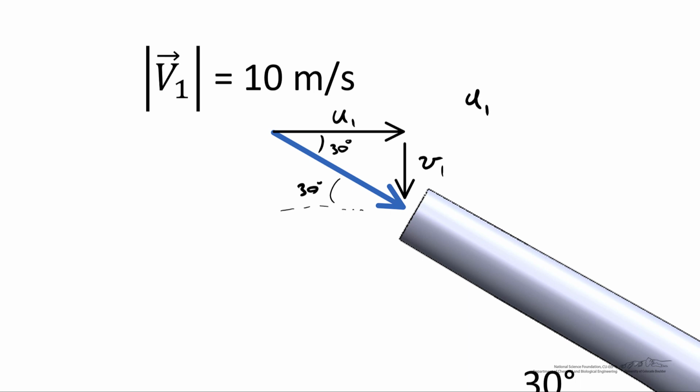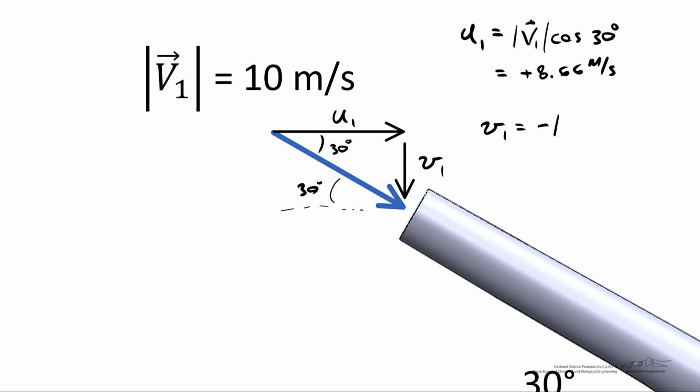Doing some trigonometry, we'll find that u1 is equal to the magnitude of v1 multiplied by the cosine of 30 degrees. Plugging in numbers, we find that u1 is equal to a positive 8.66 meters per second. Similarly, v1 is equal to negative the magnitude of v1, being careful with the signs, multiplied by the sine of 30 degrees. And that's equal to negative 5 meters per second.